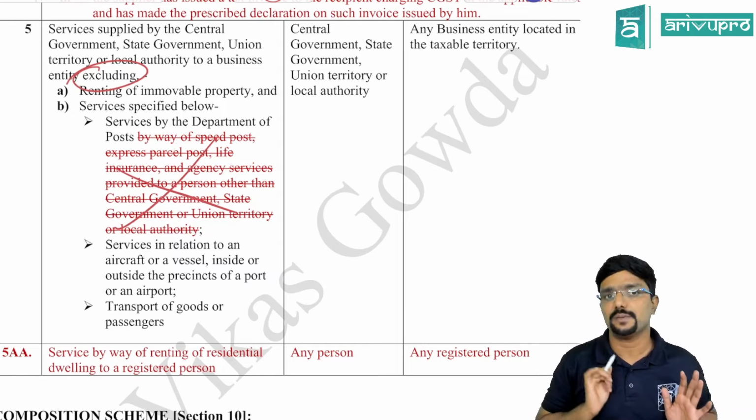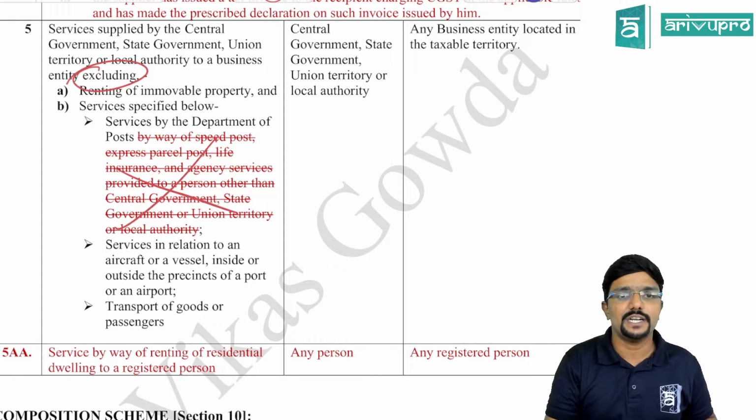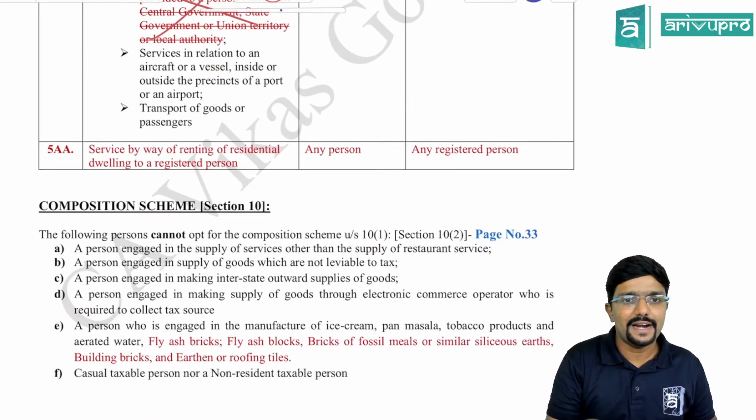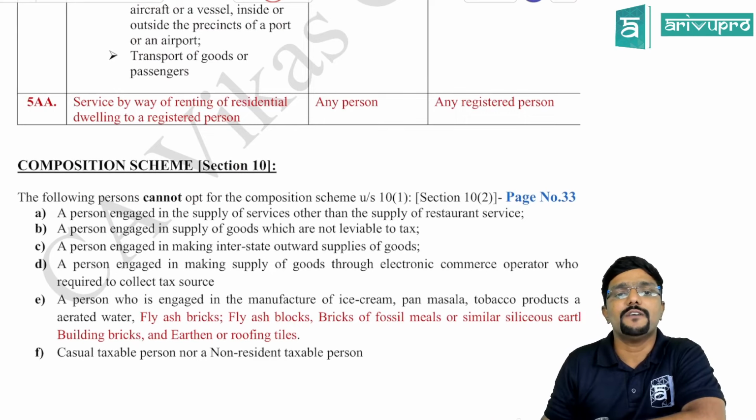All other things remain the same, guys. So all these changes, you can just cancel out in your regular study material only. Then they have added a new entry here, 5AA: services by way of renting of residential dwelling to a registered person.